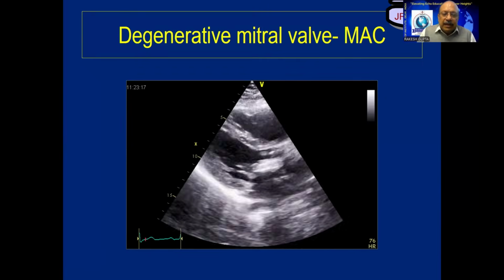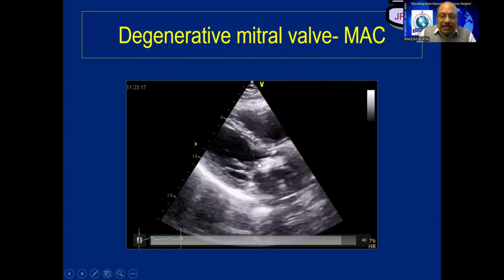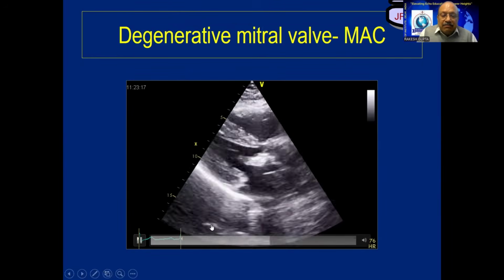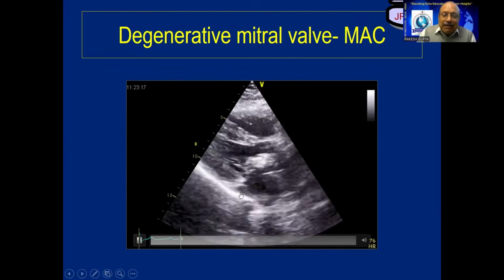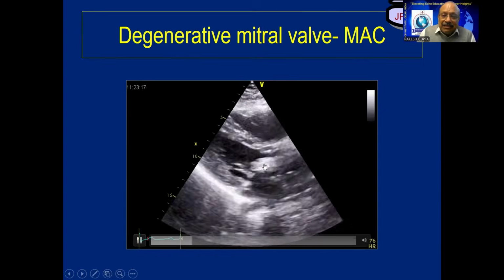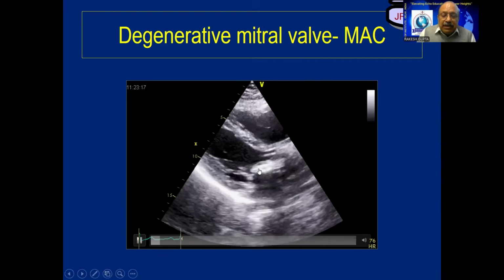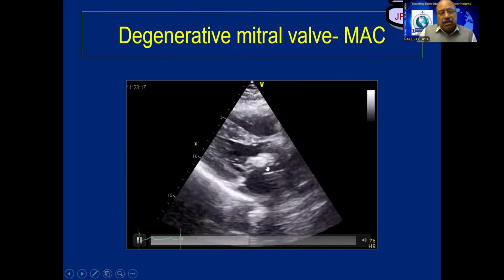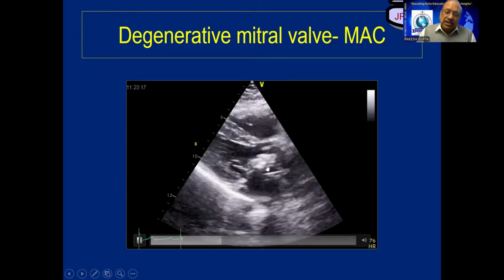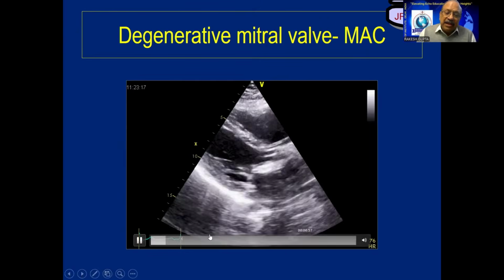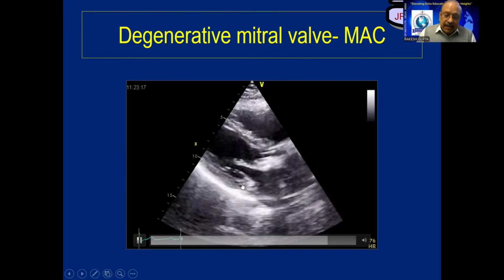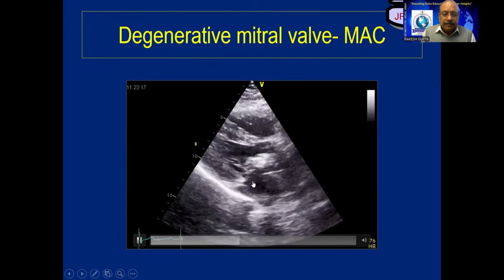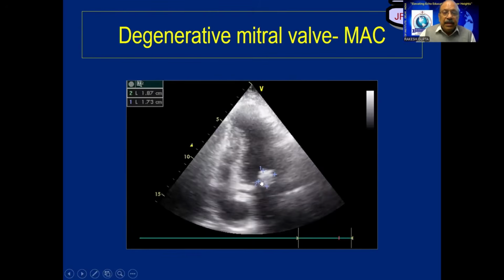Degenerative. This is annular calcification. This is medial annular calcification. The majority of them is lateral annular calcification. This medial calcification is secondary to radiotherapy in CA breast patients. Otherwise, you'll find lateral calcification over here. This is mitral annular calcification.